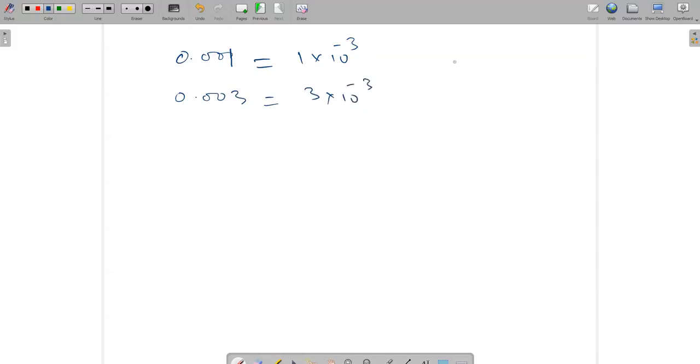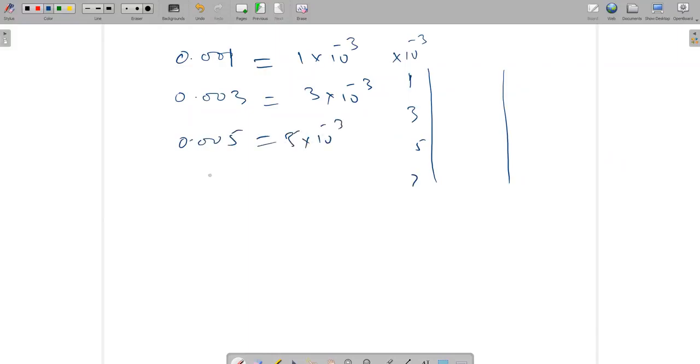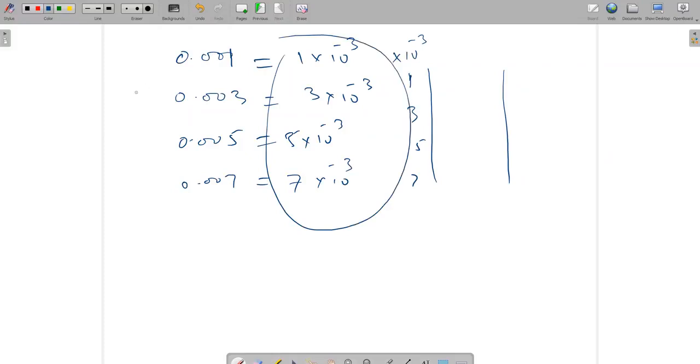You will see your data in columns. Here one column, here a second column. Here the numbers are like 1 into 10 raised to the power minus 3, 3 into 10 raised to the power minus 3. Normally you will see the teachers put 10 raised to the power minus 3 as constant for all values, and they just write 1, 3, 5, 7 like this: 0.005 is 5 into 10 raised to the power minus 3, and 0.007 is 7 into 10 raised to the power minus 3. They will make it like this.